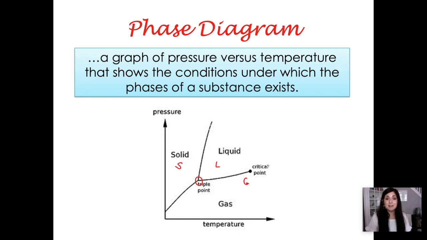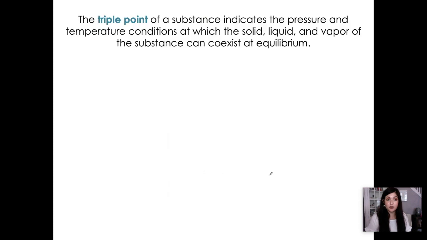Let's go ahead and get some of these definitions down that you need to understand and know. One of the most important points of a phase diagram is the triple point. And the triple point tells us the exact pressure and the exact temperature at which you can have a solid, liquid, and gas or vapor of a substance coexisting. At those conditions, you will have all three phases of matter present in a sample, which is really darn cool.